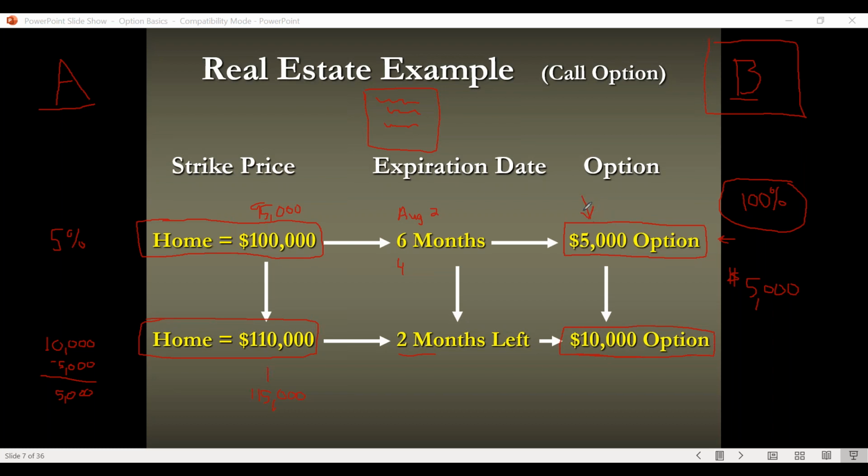So this is an advantage of options as well. What if the housing market plummeted and this house is worth $85,000 on August 2nd? Well, let's make it $80,000 to make the math a little bit easier. I didn't lose $20,000. No, I only lost $5,000 because I can't lose more than what I paid for that contract, and I'm not obligated to buy the house. I don't have to buy the house. So you get great leverage, and you have limited risk.